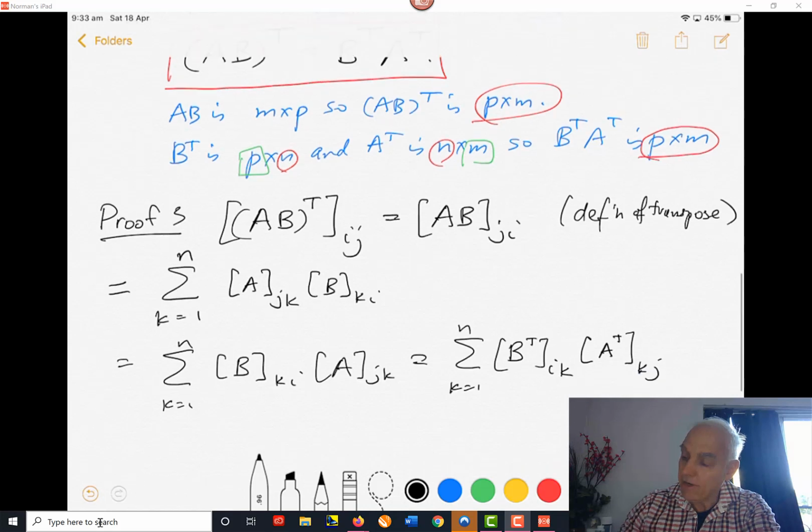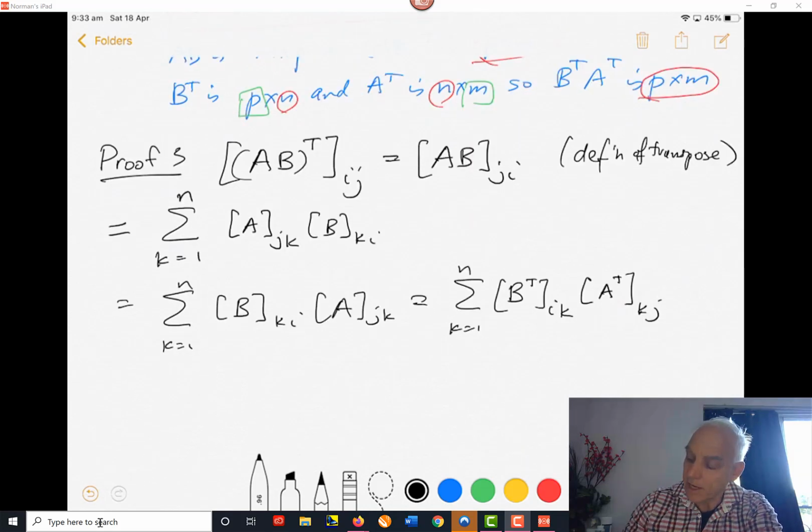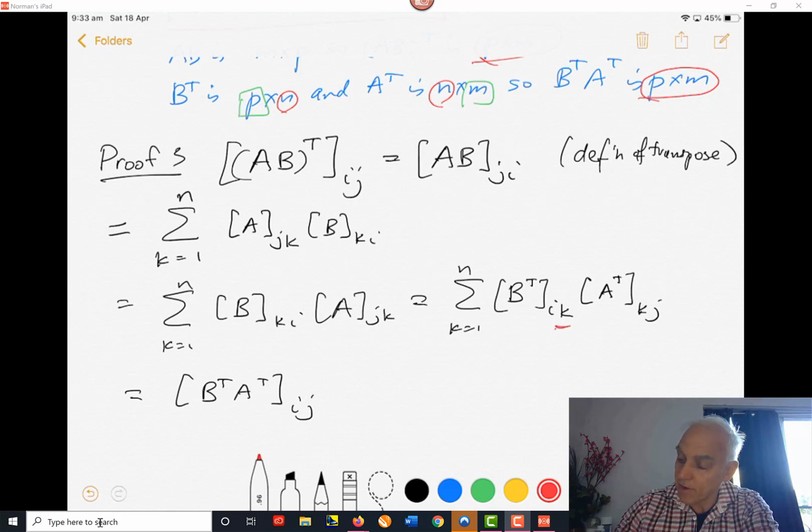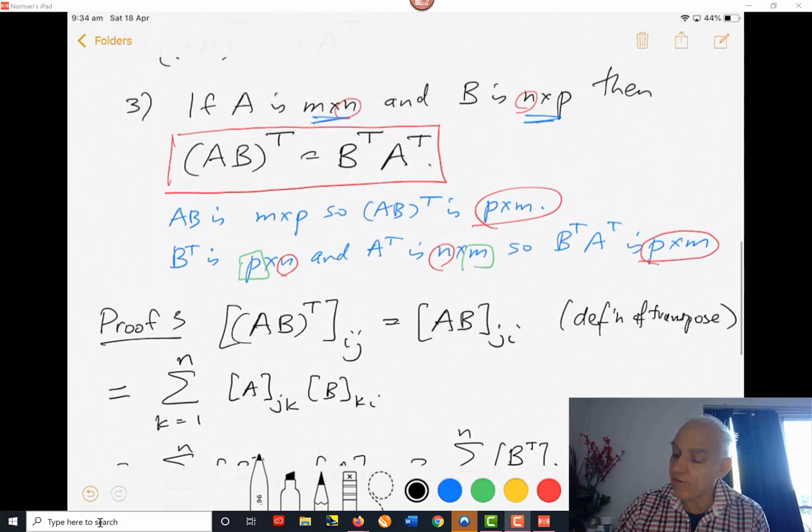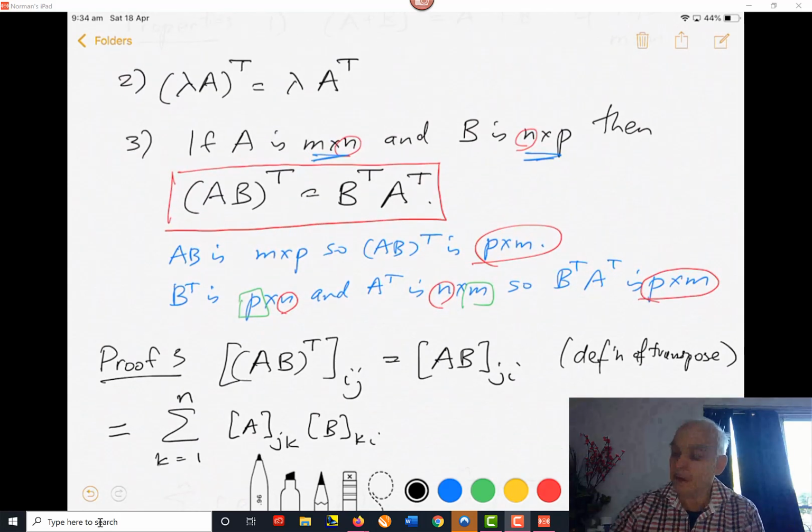And when we write it that way, now we see that altogether it's equal to the jith entry of B transpose times A transpose, because there's a common index there, and the outside indices are i and j, and we're talking about the matrices B transpose and A transpose. So that's the computation that shows that the transpose satisfies this pleasant condition up here. When we take the transpose of a product, we get the product of the transposes, but in the opposite order.